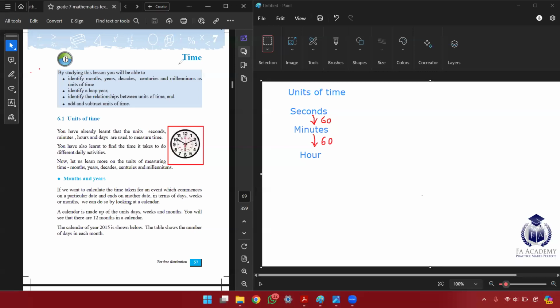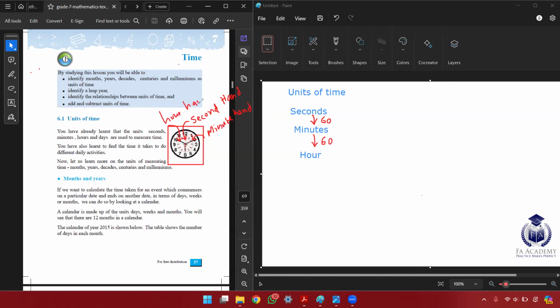So let me show you. Can you see the hands? You can see a thin one here. That is the second hand, right? Then we can see a longer one here, which is the minute hand. And you can see the shorter one here, which is the hour hand, right?